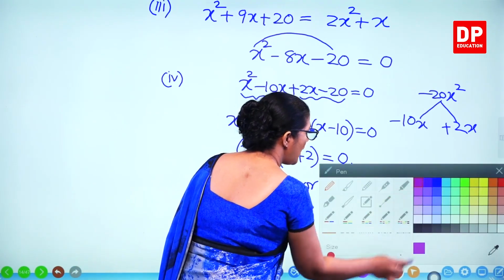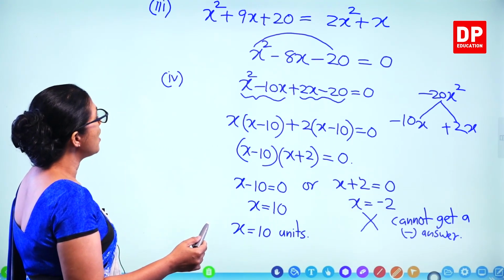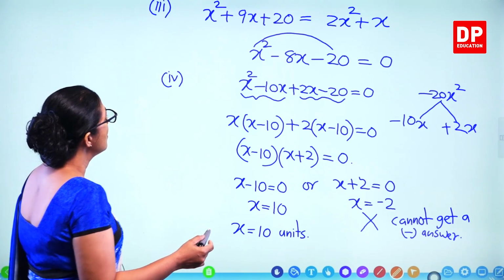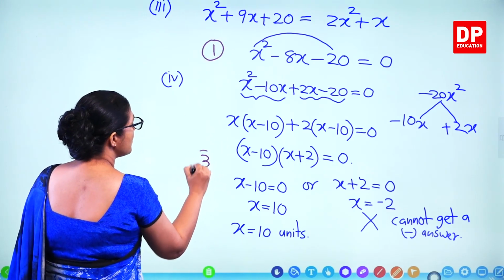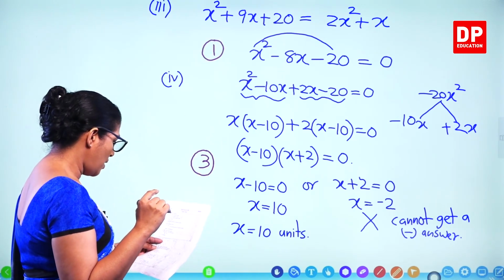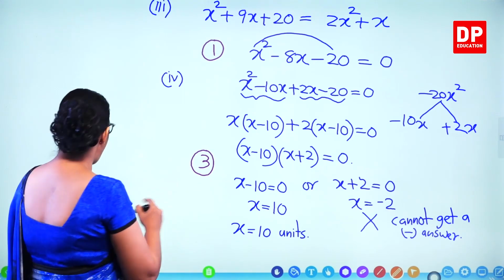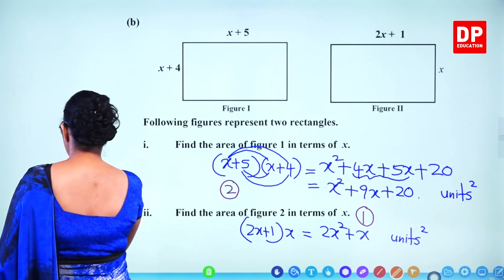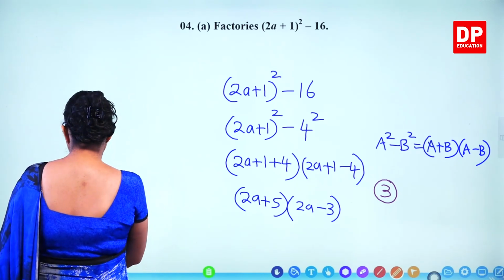How many marks for that one? 4 marks for that whole thing. So we'll give 1 mark here and 3 marks for this one. Altogether 4 marks. 4, 5, 6, 7, and 3, 10 marks given for that question.